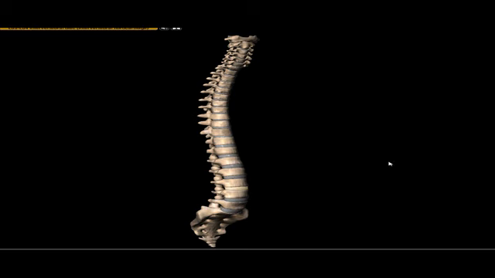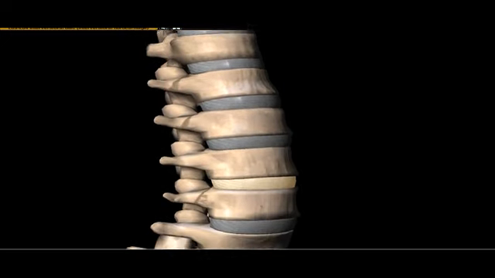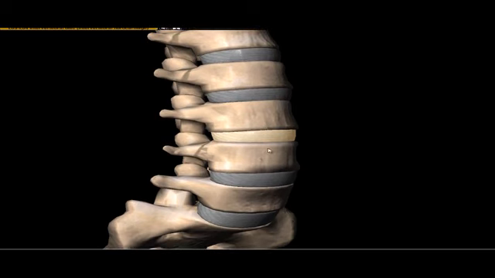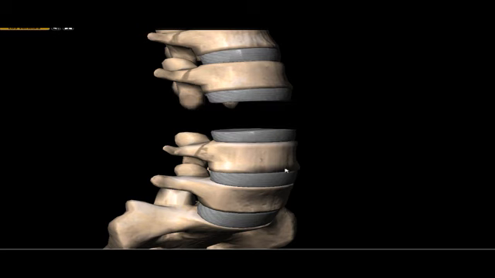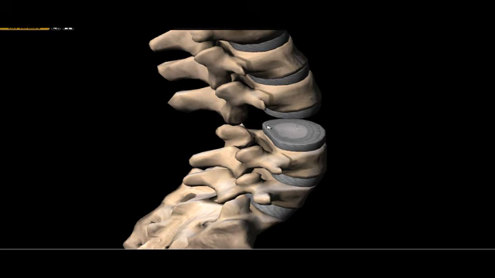So the disc is composed of the nucleus pulposus and the annulus fibrosus. Let's kind of zoom in on that a little bit and see what that looks like. As I come down, there is our highlighted disc between the third and the fourth lumbar vertebrae. And what I want to do is take that vertebra out. So now we have a little bit better picture of the disc. So again, the disc is composed of the nucleus pulposus and the annulus fibrosus.